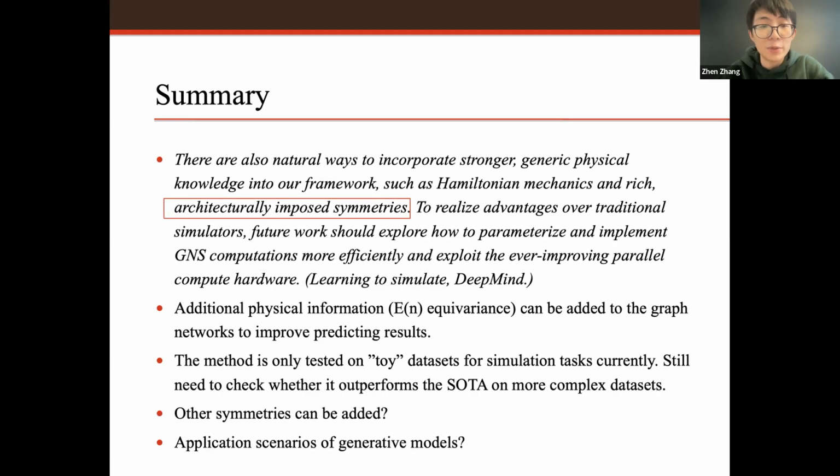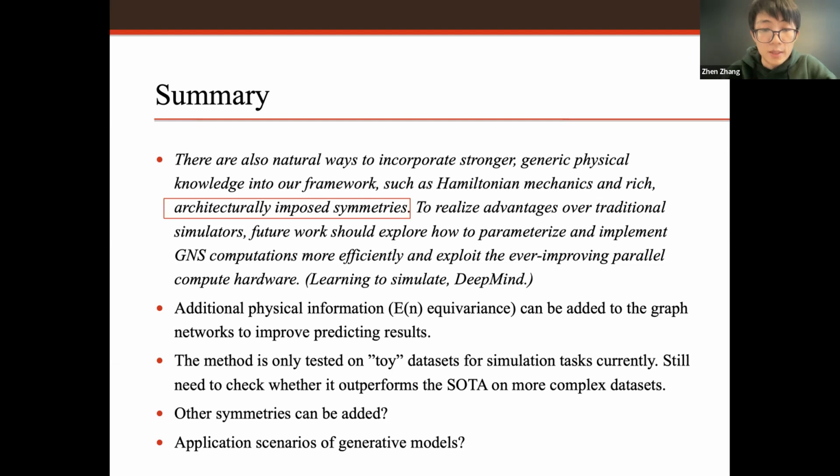And here is a brief summary. I just copied a paragraph from the DeepMind graph neural network paper that I showed at the beginning. They say there are also natural ways to incorporate stronger generic physical knowledge into our framework, such as Hamiltonian mechanics and richer architecturally imposed symmetries. To realize advantages over traditional simulators, future work should explore how to parameterize and implement GNS, which are graph networks, computations more efficiently and exploit the ever-improving parallel compute hardware. So what they do in this equivariant paper is that they really impose some symmetries into the neural network architecture to try to make the prediction of the graph networks better.